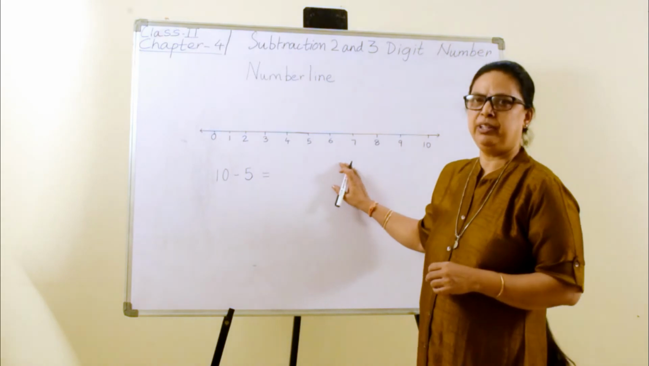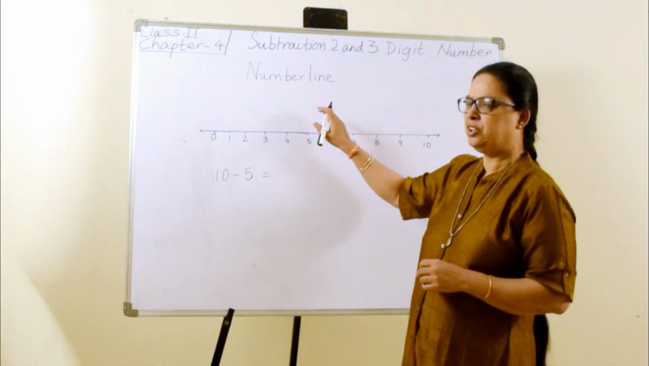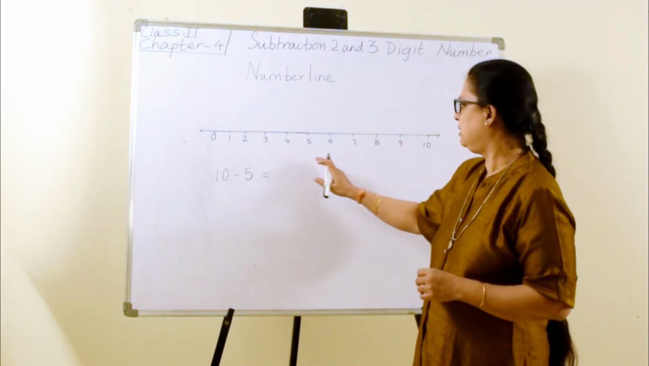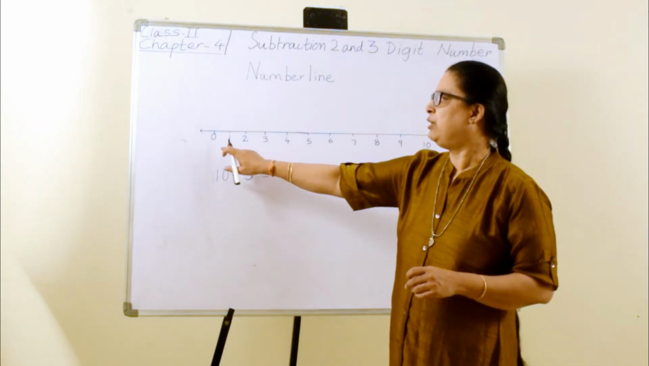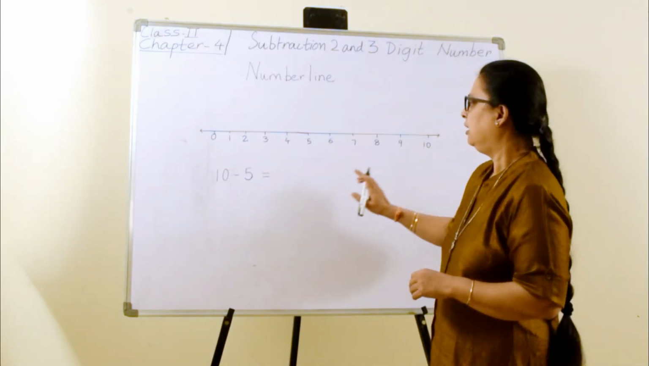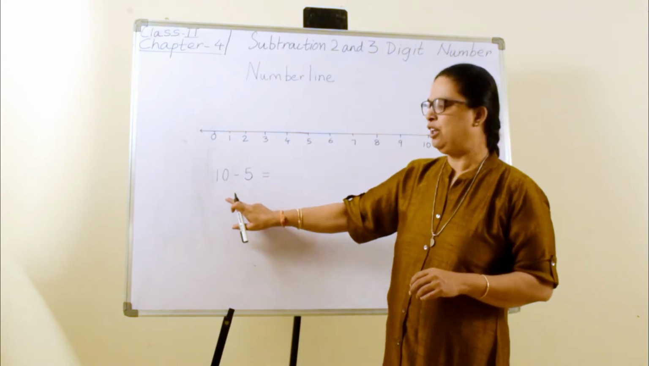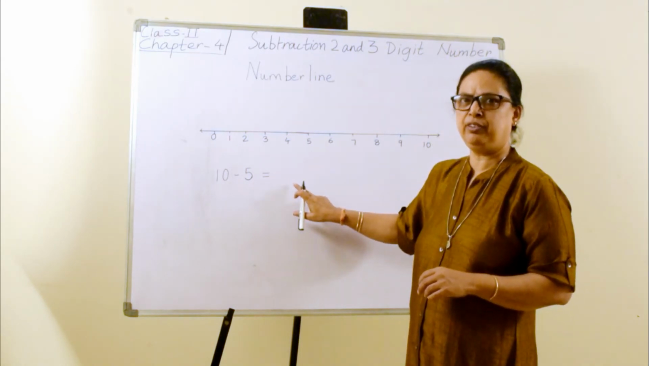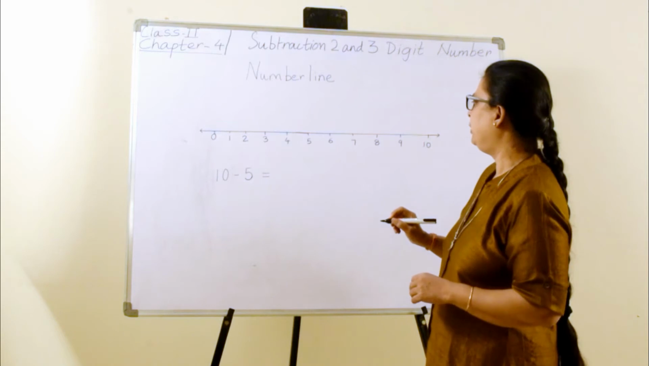Children, now we will learn the concept of subtraction using a number line. Can you see this number line? Yes. You have numbers 0 to 10. Now I have a sum over here, 10 minus 5. So we have to find out the difference.